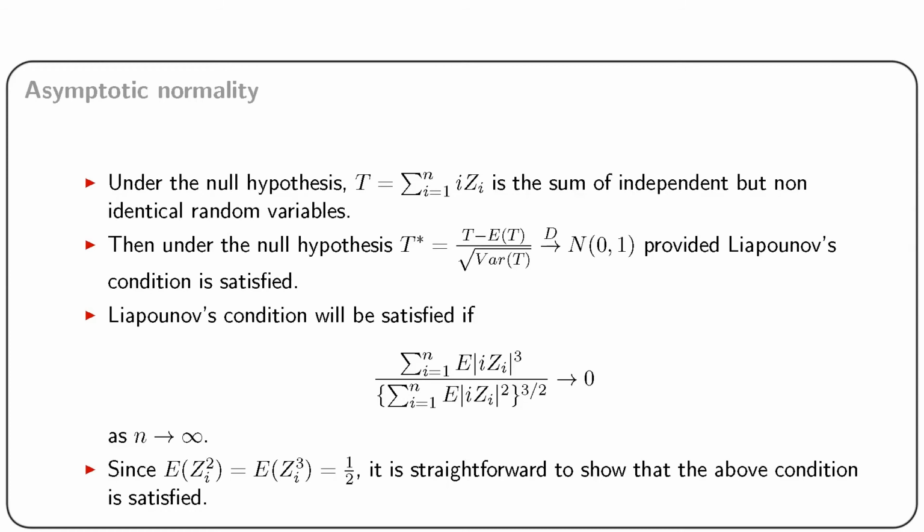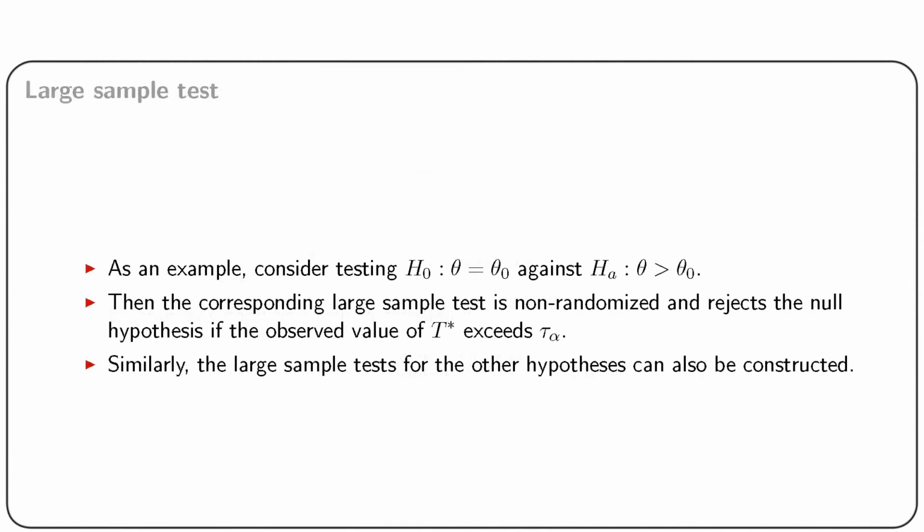Since expected value of Zi square is nothing but expected value of Zi cube, which is half, it is straightforward to show that the above condition is satisfied. Hence, we have asymptotic normality of the standardized Wilcoxon sign rank statistic. Once we get asymptotic normality, large sample tests can be performed using this standardized value t star. For example, consider testing theta equal to 0 against theta greater than 0.